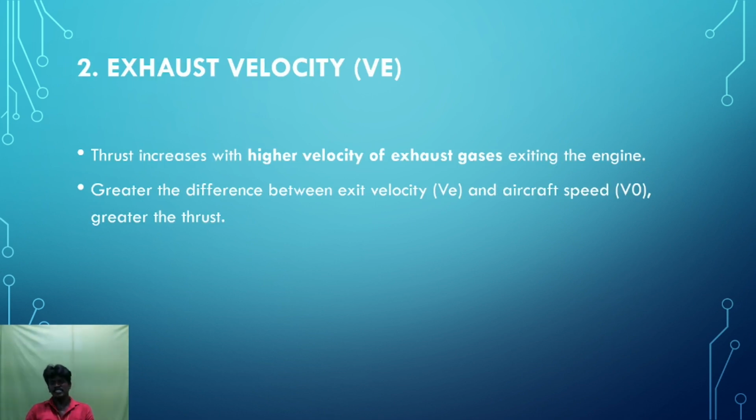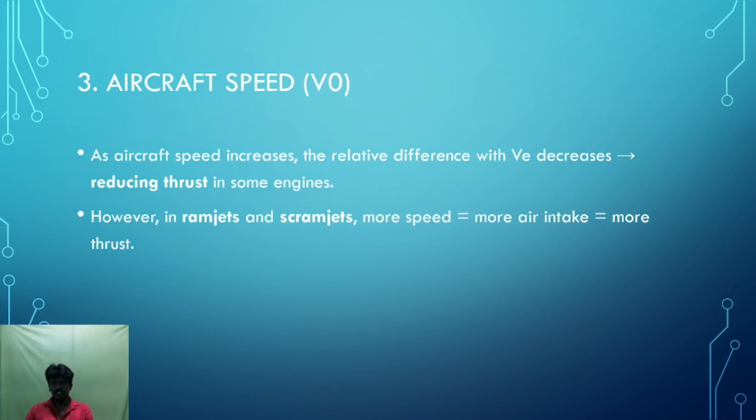Then exit velocity, represented by Ve. Thrust increases with the higher velocity of exhaust gases exiting the engine. The greater the difference between exit velocity and aircraft speed, the greater the thrust. Aircraft speed is represented by V naught. As the aircraft speed increases, the relative difference with exit velocity decreases.